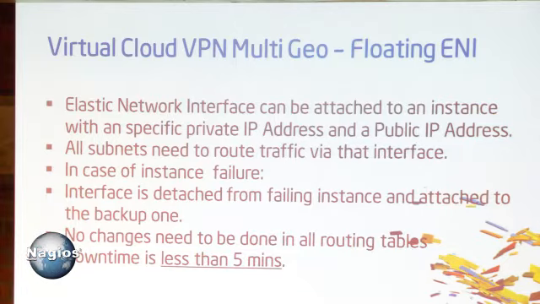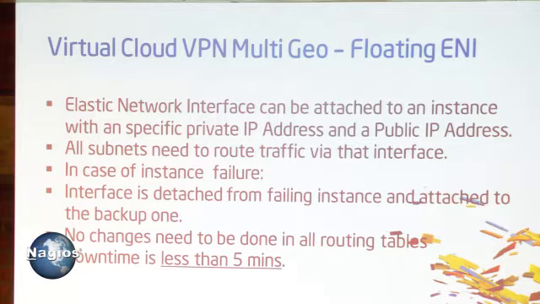Basically, it's a floating network interface and can be attached to an instance with a specific private IP address and a public IP address. Basically, the public IP address is the one that we use to connect regions, because right now Amazon is not supporting a VPN tunnel between regions. So what we're doing is we have a route table, and we put all private subnets to route traffic over that elastic network interface.